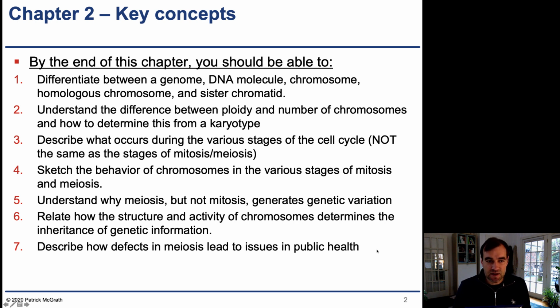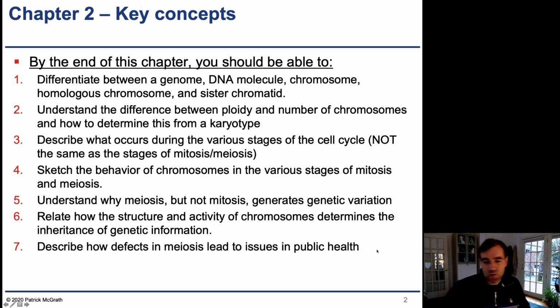on the exam. Understand the difference between ploidy, haploid, diploid, triploid, and number of chromosomes. So if you have 10 chromosomes, 20 chromosomes, and then how to actually calculate both of these numbers from a karyotype. I want you to be able to describe what occurs during the various stages of the cell cycle, which is not the same as mitosis and meiosis. And then also understand the stages of mitosis and meiosis. So what are the stages, and then be able to sketch the behavior of chromosomes at each of these points.